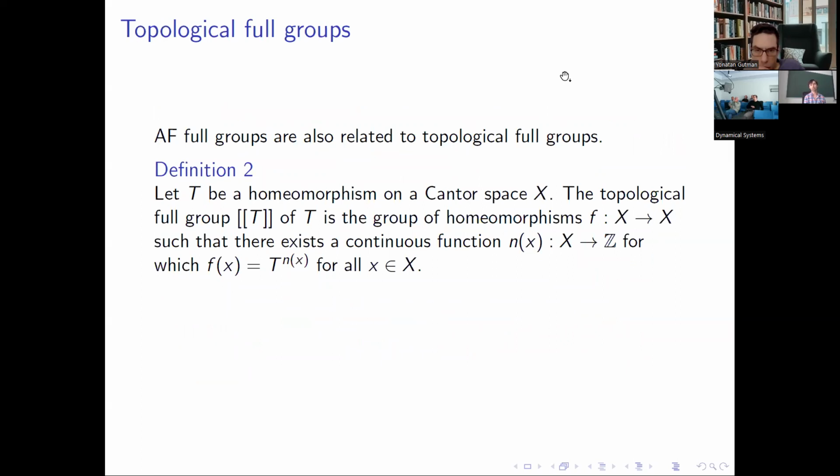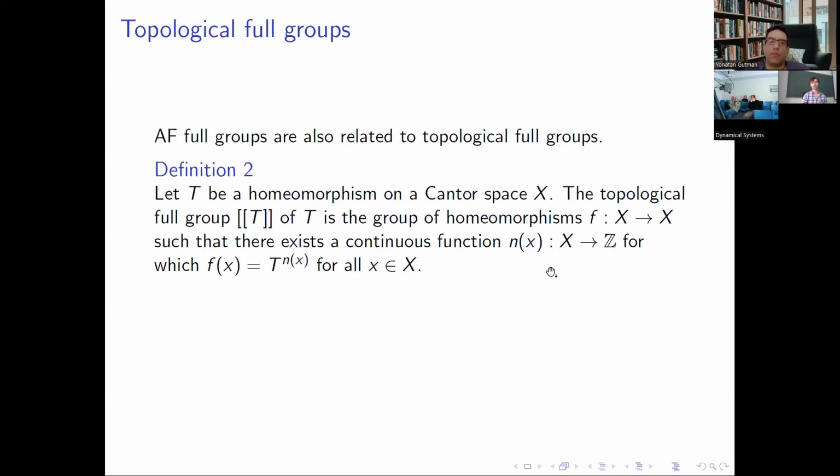These approximately finite full groups are also related to the so-called topological full groups. These groups are built from homeomorphisms of a Cantor space X, denoted in this way, the homeomorphism T with double square brackets. They are, by definition, a group of homeomorphisms of X for which there exists a continuous function n of x, such that f of x at each point is of this form, T iterated n of x times. So n of x can be positive or negative.